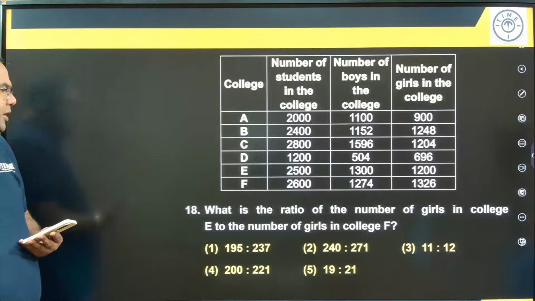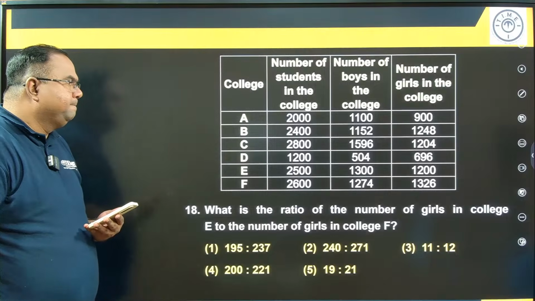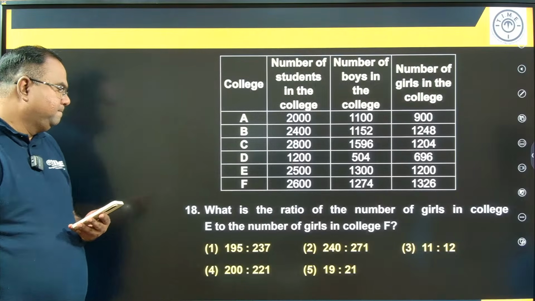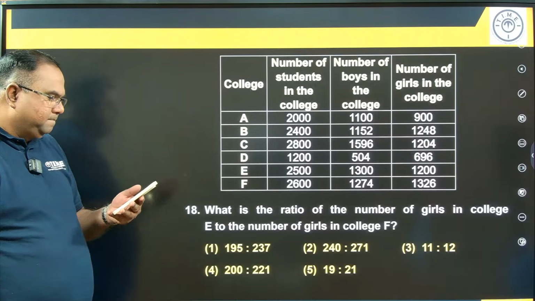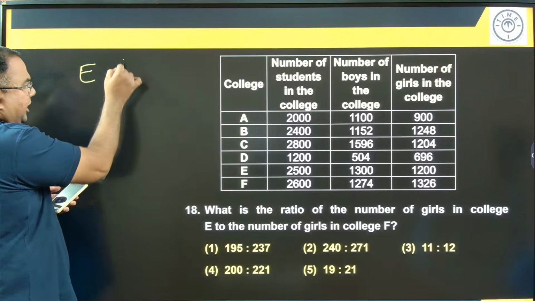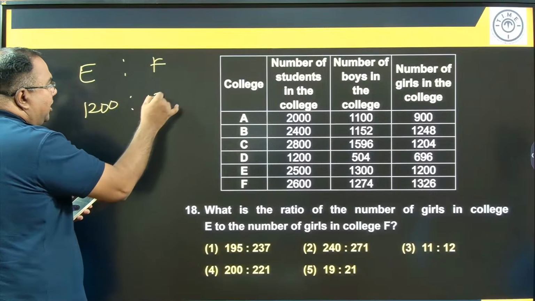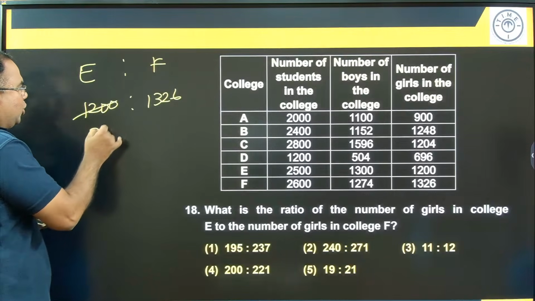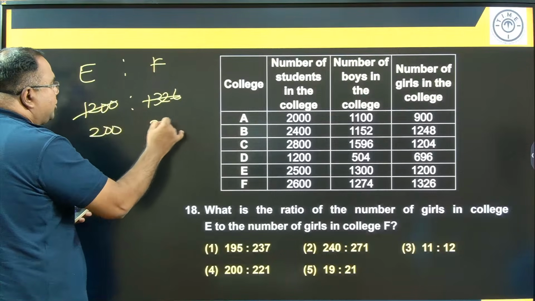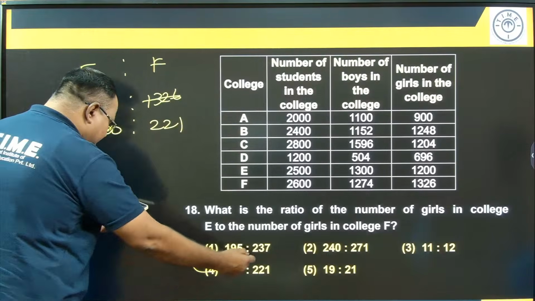Simple question. Number of girls in college E to college F. I'm waiting for you. Easy question. Number of girls in college E is to college F. From the table, you can pick up 1200. You're taking a little longer this time. 6 200s, 6 221s. 200 is to 221. It is present in choice 4.